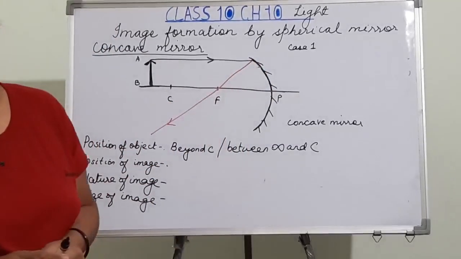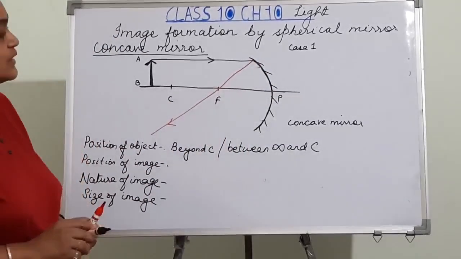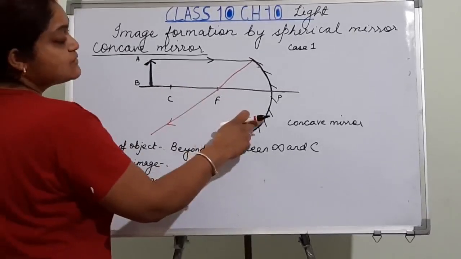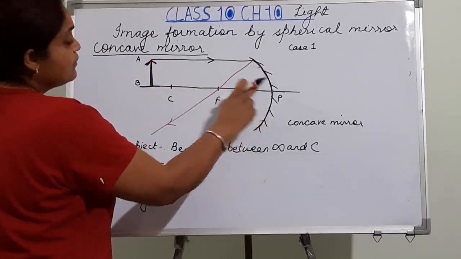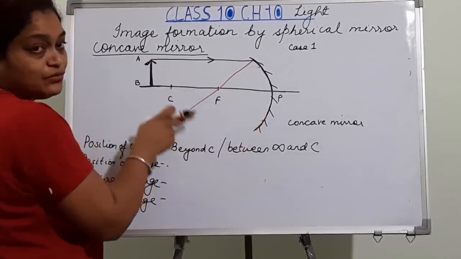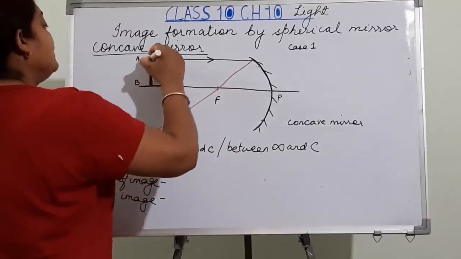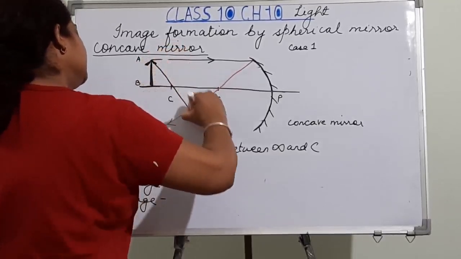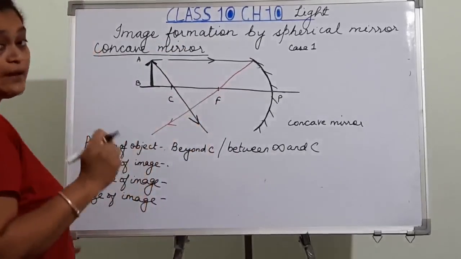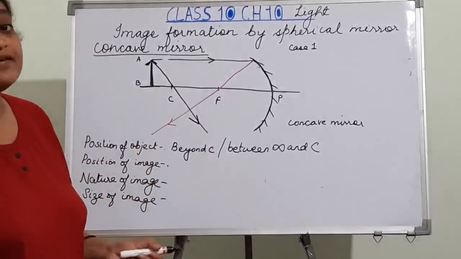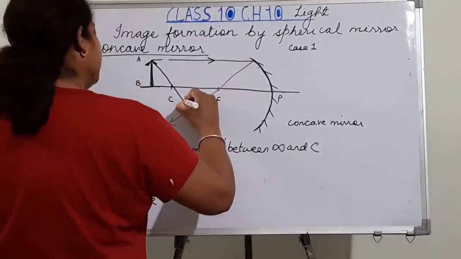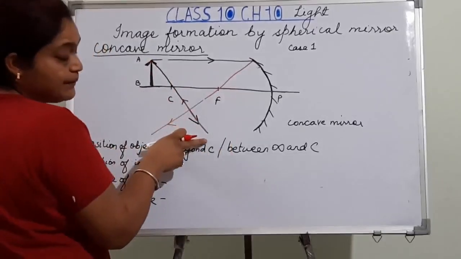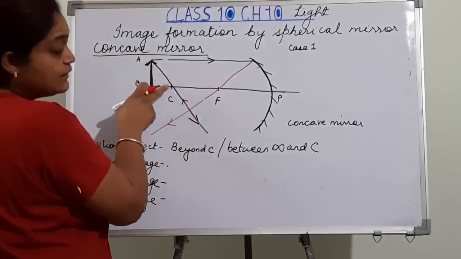So after reflection, it is passing through focus. Second ray, we can take any ray passing through focus, any ray at P, or any ray passing through center of curvature. If any ray passes through center of curvature, this is the incident ray, and as you would have seen in the rule, it retraces its path. So this is the incident ray and the reflected ray will retrace the path.